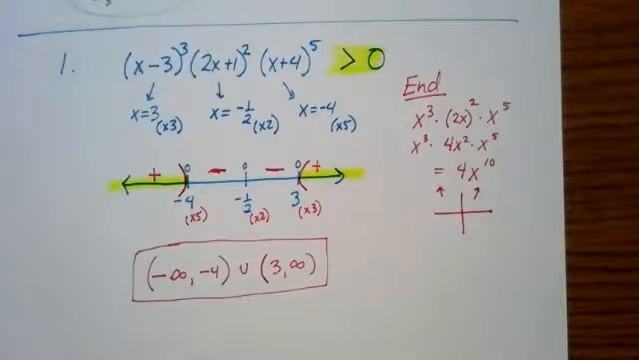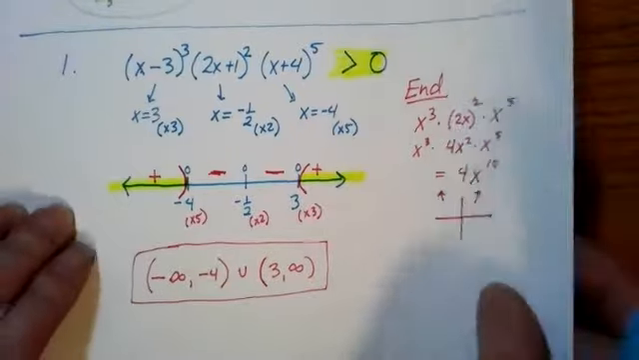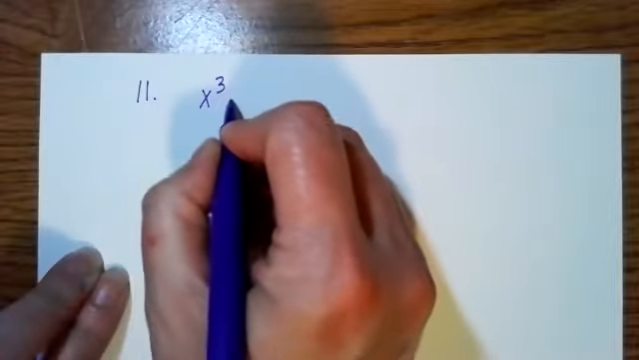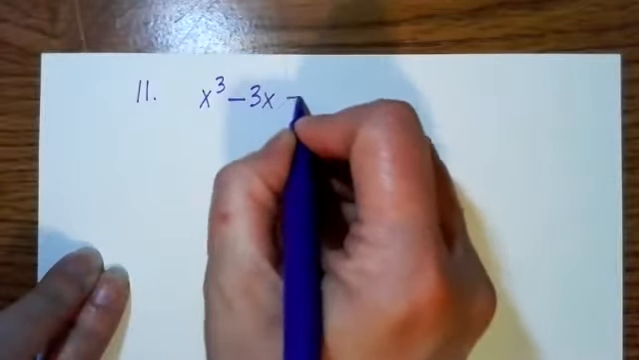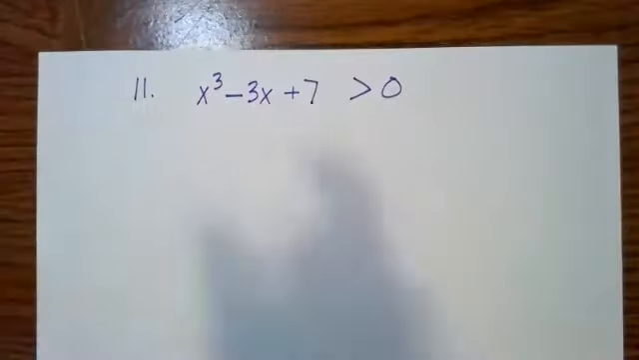All right, so with number 1 under our belt, I would like to go next to number 11. As we look at number 11, we have another inequality. Let's take a minute to jot it down. We're looking at x cubed minus 3x plus 7, and we would like to know when this is greater than 0. So another positive one.